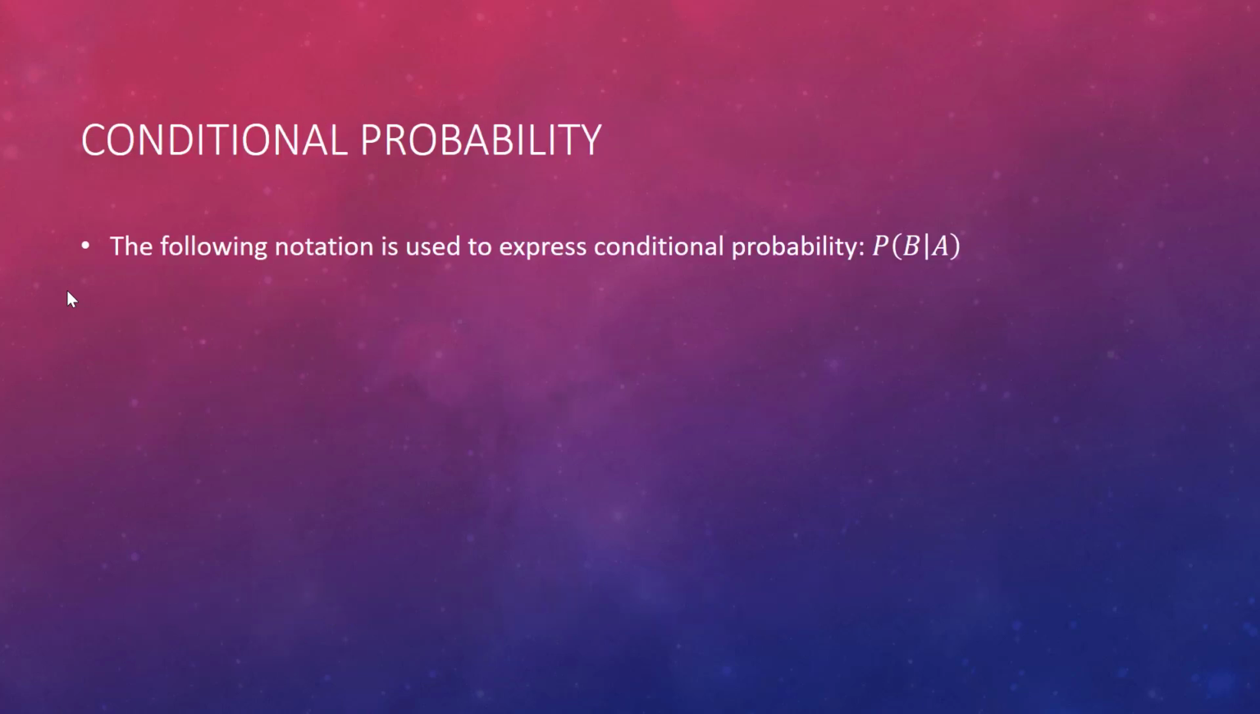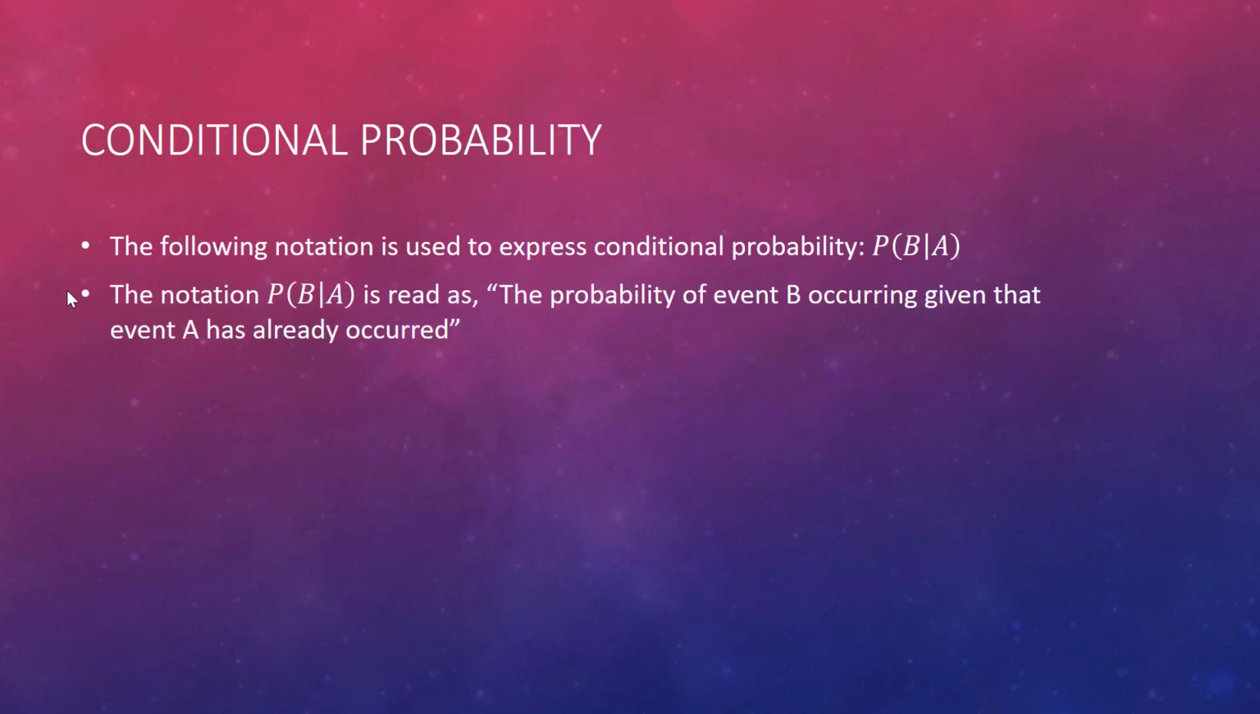Conditional probability. The following notation is used to express conditional probability. The notation is read as the probability of event B occurring given that event A has already occurred. Let's break this down. The P stands for probability, so we read that as the probability of. B stands for event B occurring, so we say the probability of event B occurring.